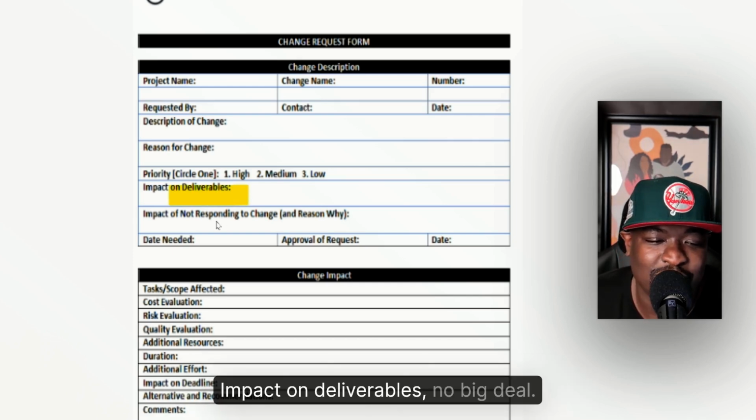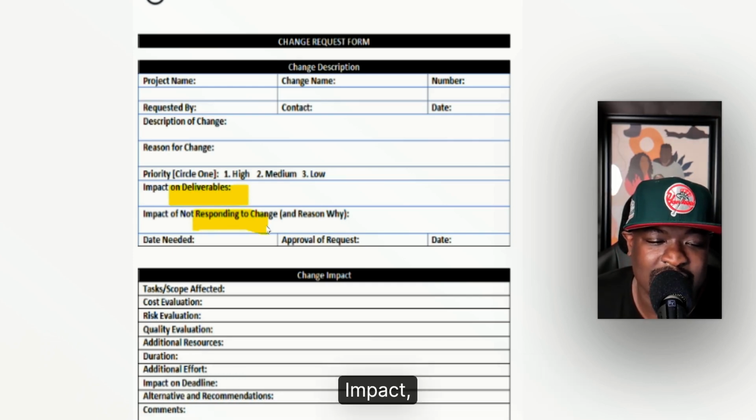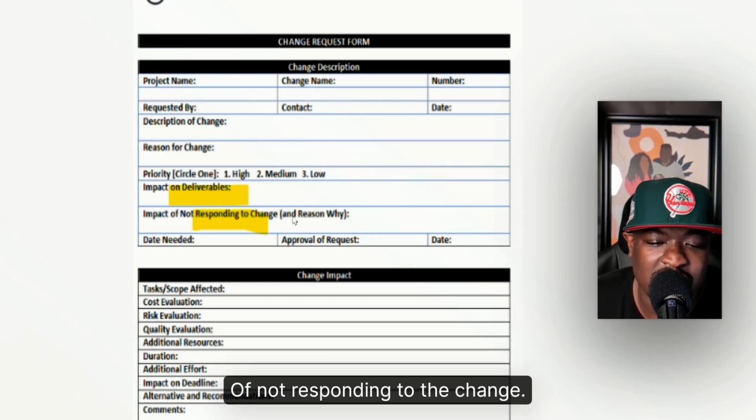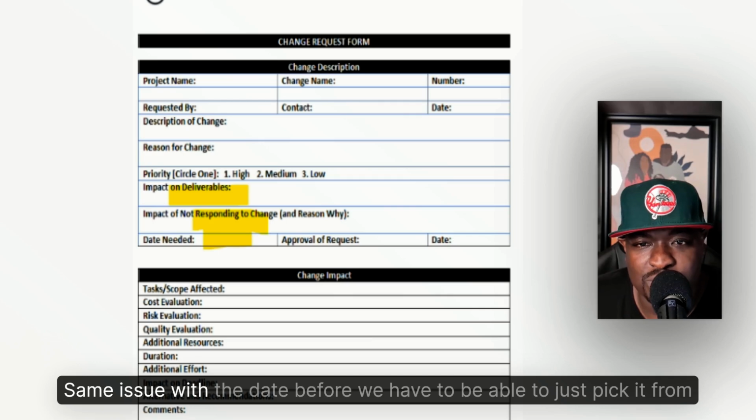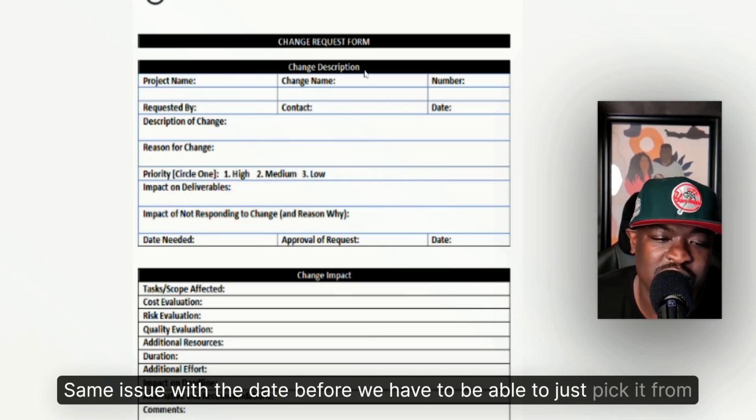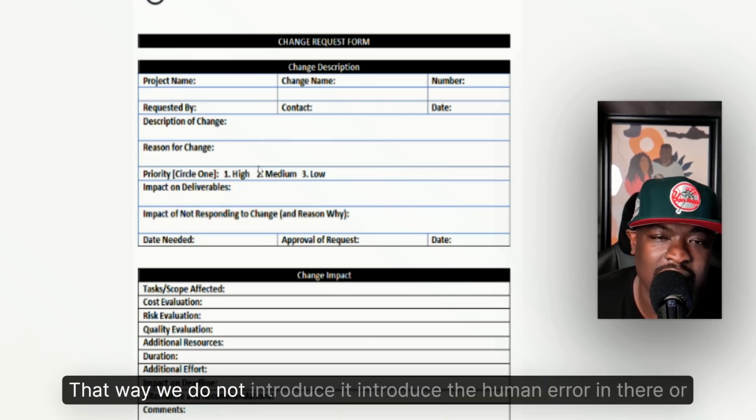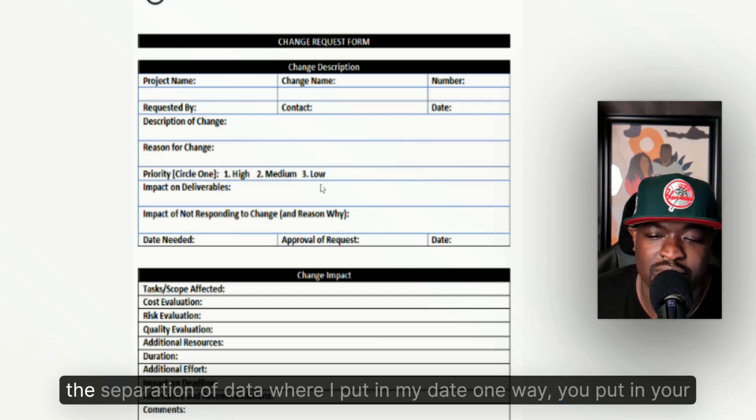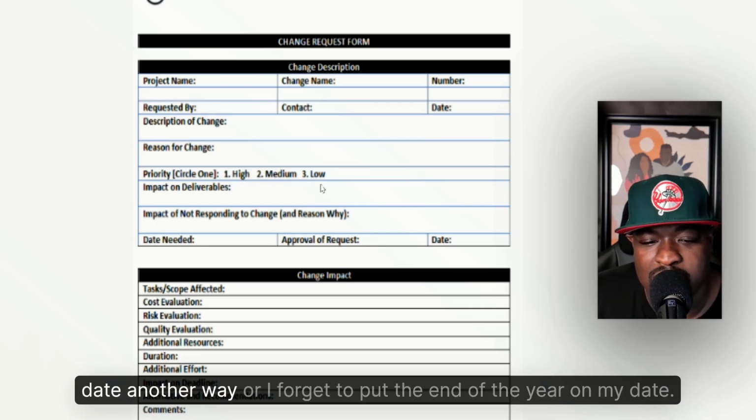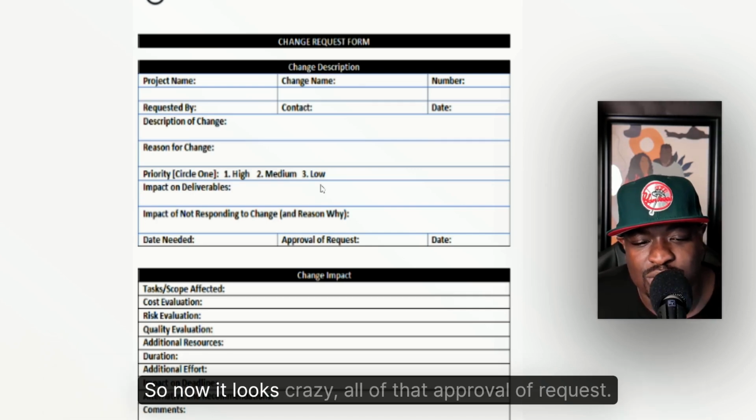All right. Impact on deliverables, no big deal. Impact of not responding to the change, also not a big deal. But then we get date needed. Same issue with the date before. We have to be able to just pick it from a calendar. That way we do not introduce human error, or the separation of data where I put in my date one way and you put in your date another way, or I forget to put the end of the year on my date, so now it looks crazy.